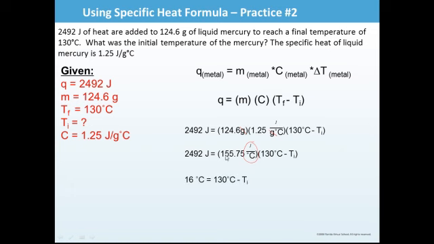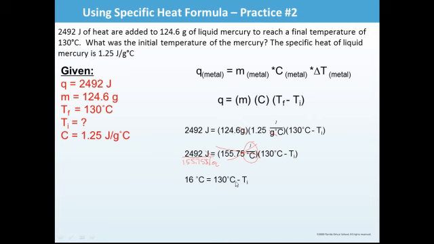Now what I'm going to do is move this over to the other side. So 2492 divided by 155.75 joules per degree Celsius. When I do that, my joules cancel. This cancels. And I get 16 degrees Celsius equals 130 degrees Celsius minus my initial temperature.